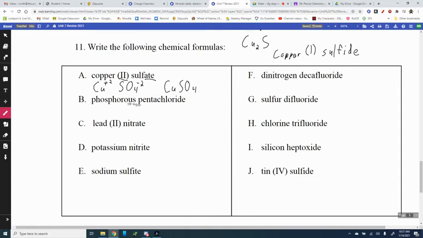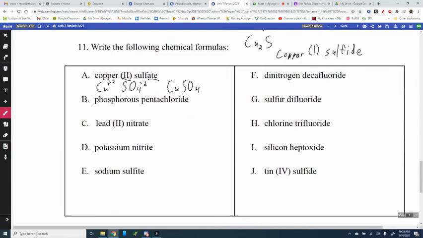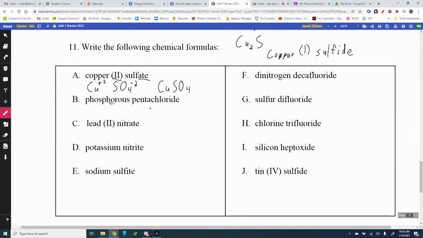Next is phosphorus pentachloride. Now, since we do have a prefix on the chloride, that means this is a covalent compound. So all we got to do is, since there is no prefix on phosphorus, okay. Oh, and we got to identify it. So phosphorus is P, chloride is Cl. So since there's no prefix on phosphorus, that means there's just one of them. There is a pentachloride, so that means there's 5 chlorides. So that's just Cl5.